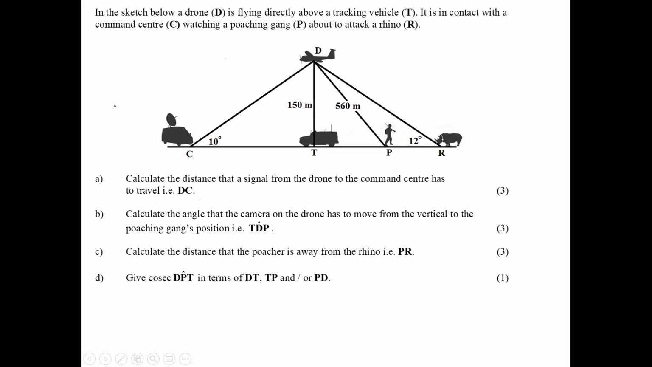Now, if we forget about all the words which are heavily loaded, just look at the diagram, you see triangles. And the first question there, let's highlight it. It wants us to find DC. Now, we need a right angle triangle to use sine, cos, and tan. So we know that DT, because they told us it's directly above, indirectly they are trying to tell us that angle is 90 degrees. So we have our first triangle. Now we have the angle given to be 10.